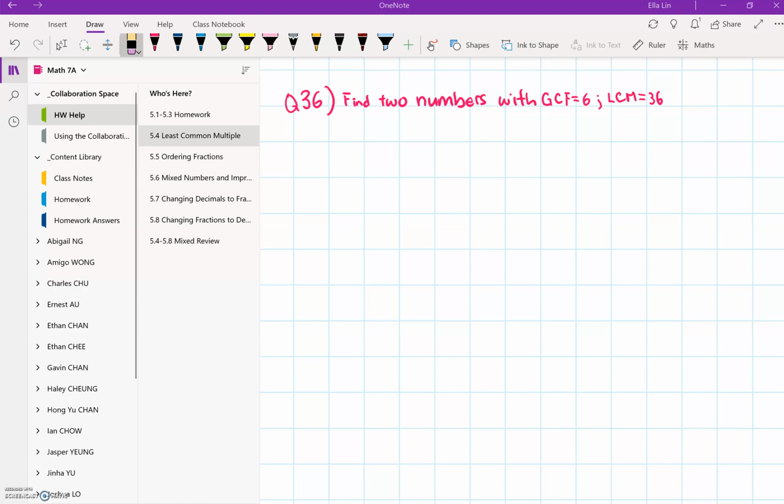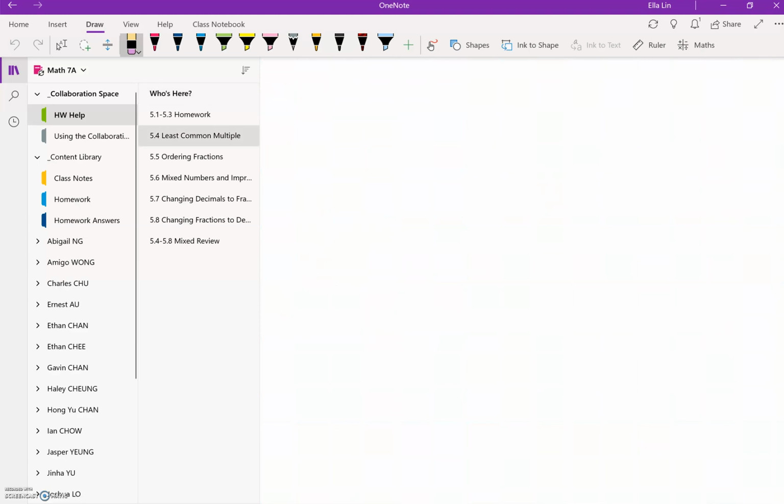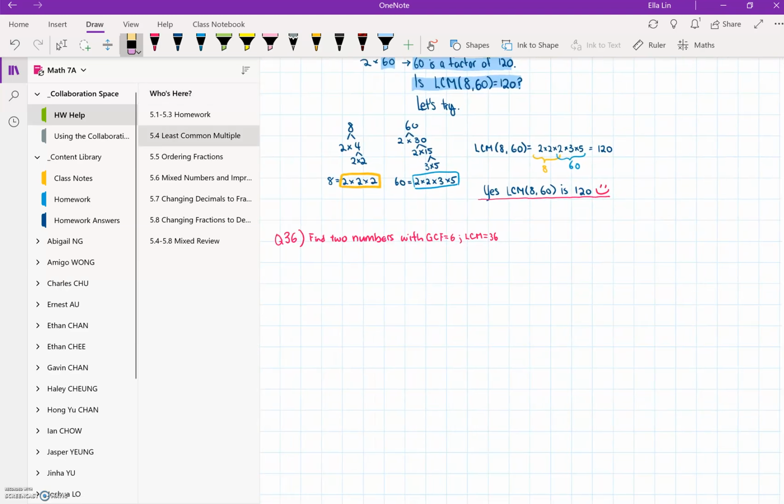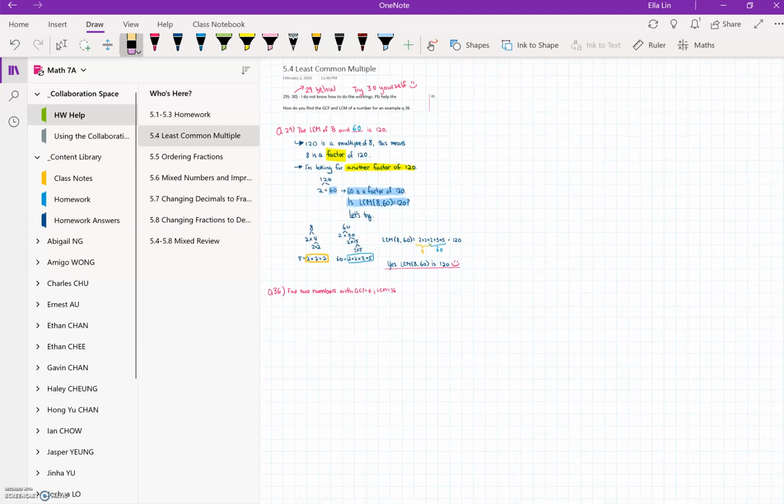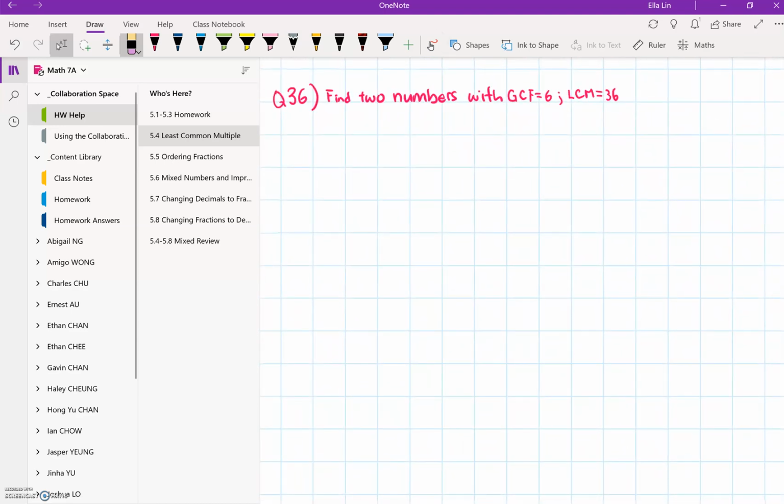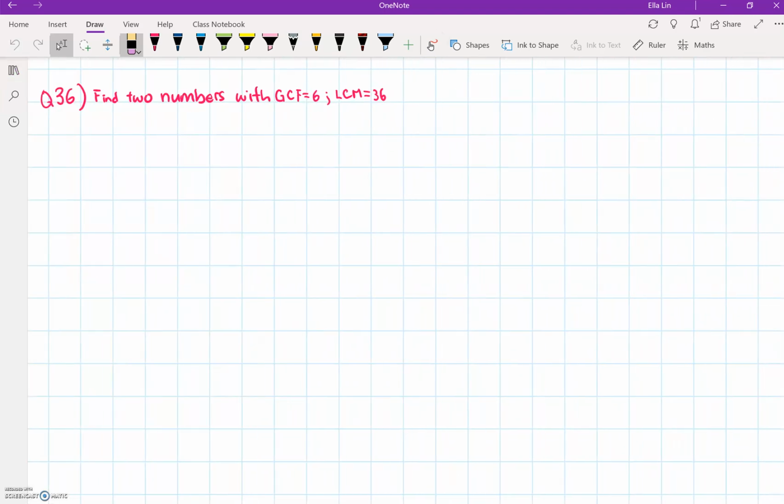Hi guys, so I'm just answering question 36 from your homework 5.4. This is where you can find this space under collaboration space, homework help, right here, least common multiple. Somebody asked the question, how do you do question number 36? Okay, so let's have a look at that one together.